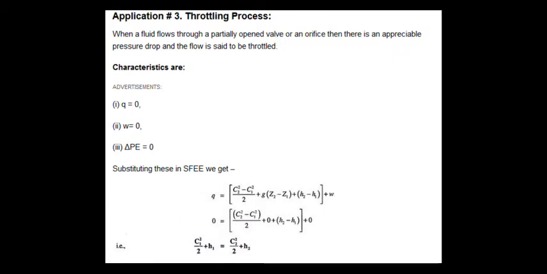Now we will discuss the third type of application, that is the throttling process. Check this out. Q is considered as 0, W is considered as 0, and potential energy is also considered as 0. I will explain why these are taken as 0 with the help of a diagram. So here I am drawing a throttling process. The diagram is represented like this.